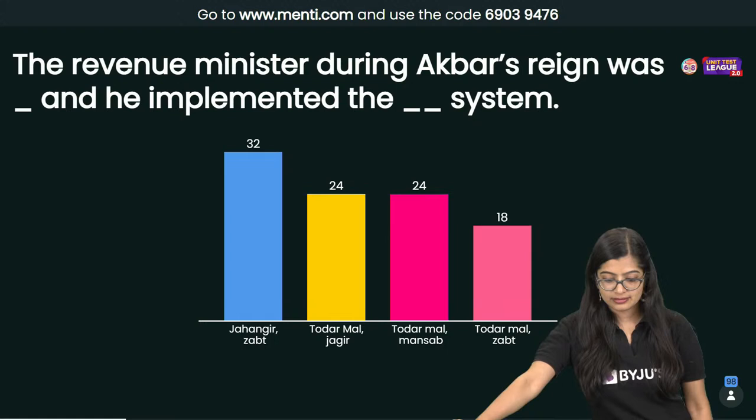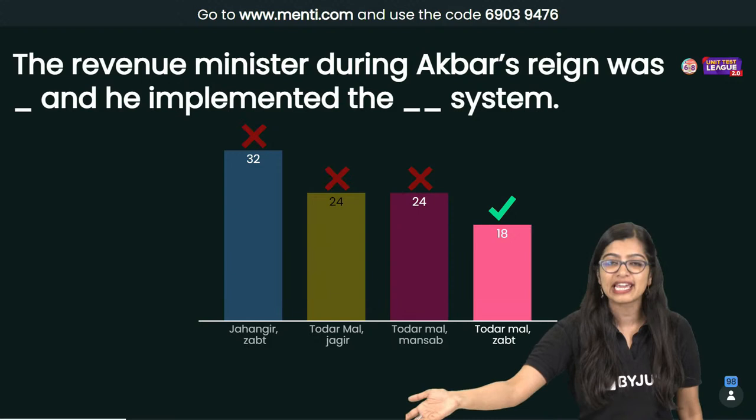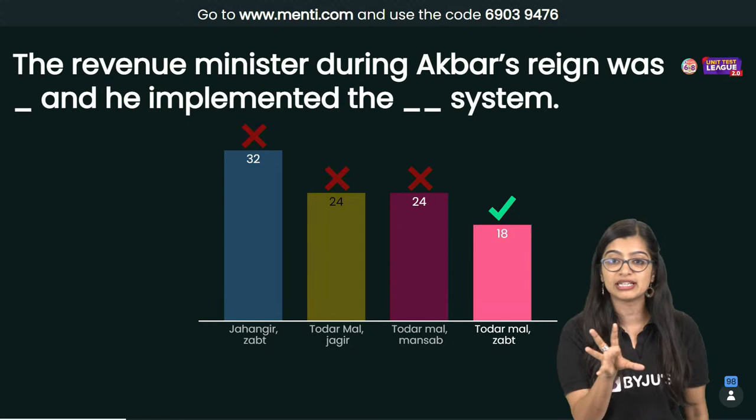Jahangir was not the revenue minister. Jahangir was Akbar's son, right? He was the next person who became the king after Akbar, right? Am I right or am I wrong? He was the one, no? Now, the answer is Todarmal. Remember this, okay? Todarmal was the revenue minister. And he was a very famous person, no?